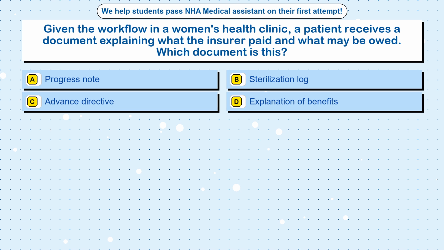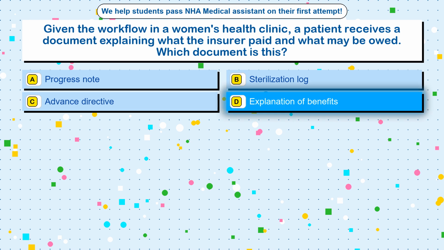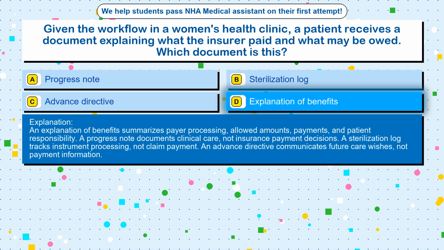Option C, advance directive. Option D, explanation of benefits. The correct answer is option D, explanation of benefits. An explanation of benefits summarizes payer processing, allowed amounts, payments, and patient responsibility. A progress note documents clinical care, not insurance payment decisions.